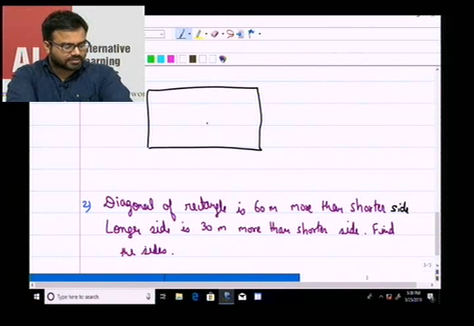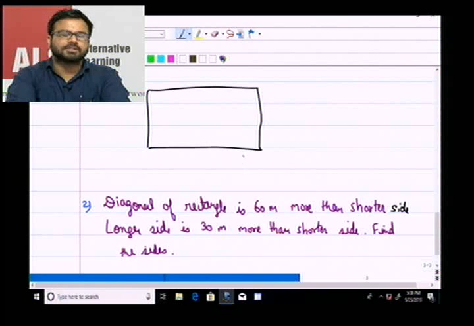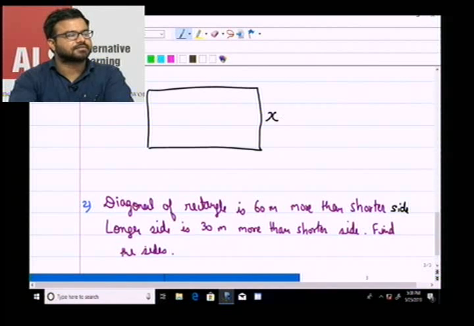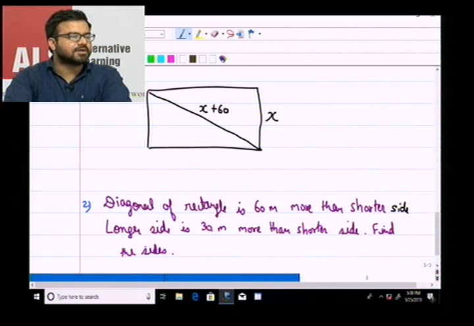Shillong Center, you can make the equation like this. It says the diagonal of a rectangle is 60 more than the shorter side. Let's say this is my rectangle, shorter side is x. So this is my diagonal, and the diagonal will be x plus 60. The longer side is 30 more than the shorter side. So if this is x, the longer side is 30 more, so it will be x plus 30.